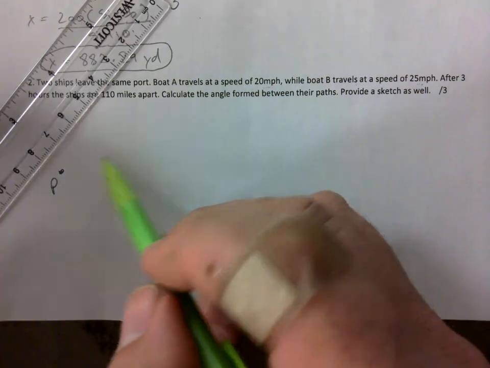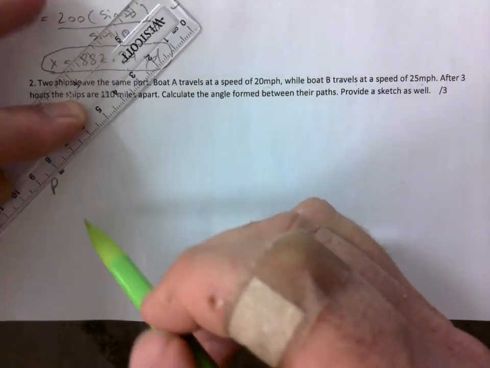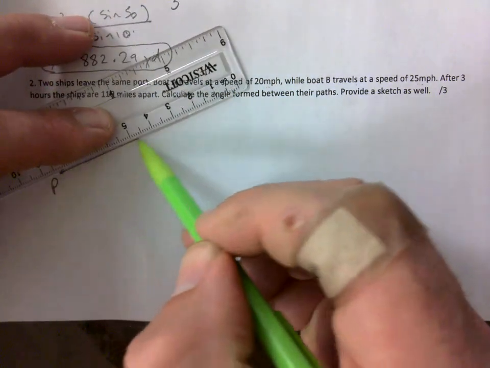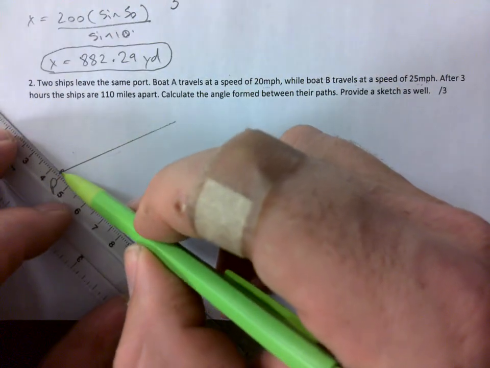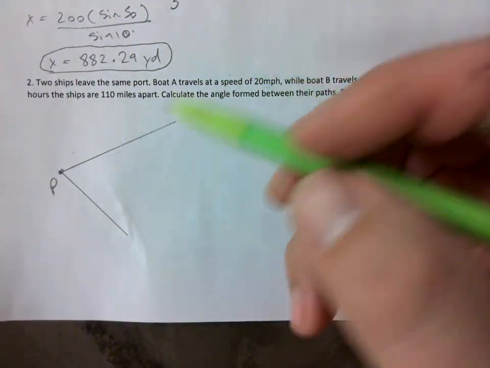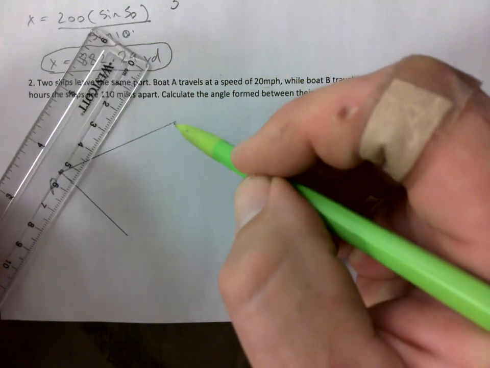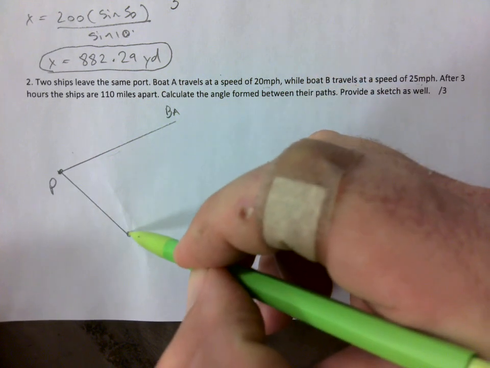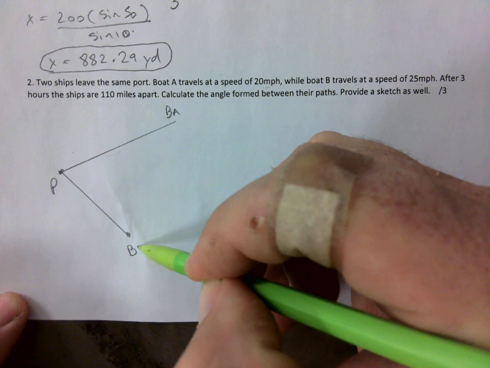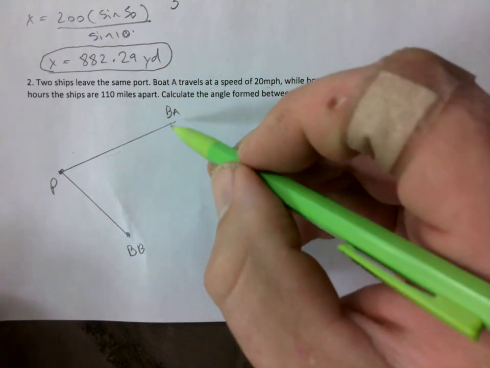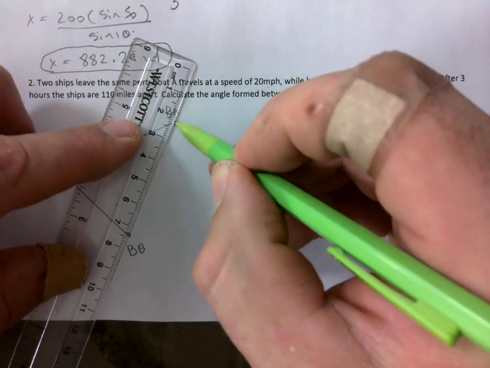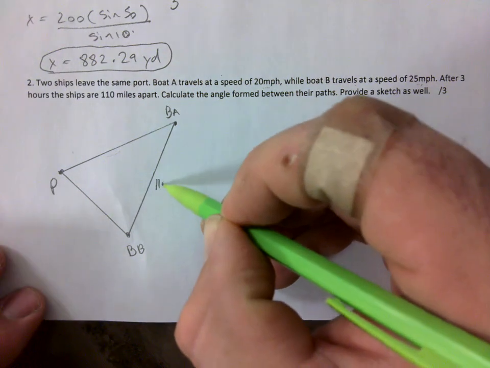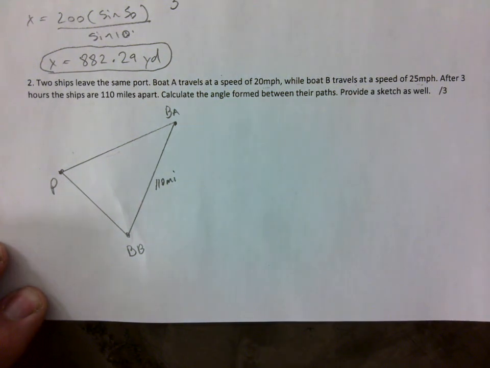So what we know, we don't really know which direction. Okay, so that's the frustrating part. So you just draw your triangle because it's not drawn to scale. Right? Just draw it like they're going in different directions. This is boat A for me, and this is boat B. Okay, so we know that after a certain amount of time, they're 110 miles apart. That we know for sure.